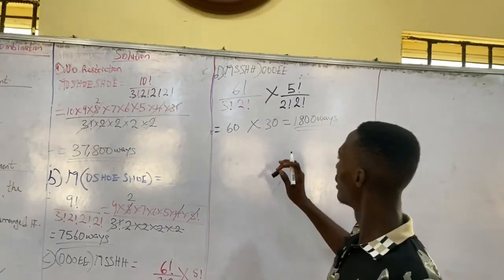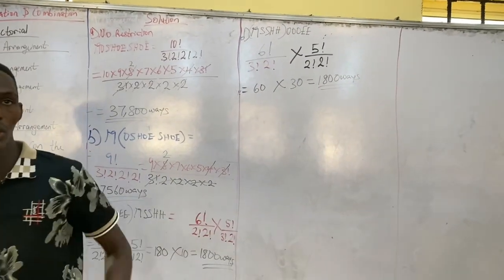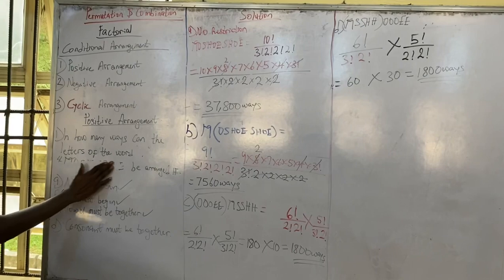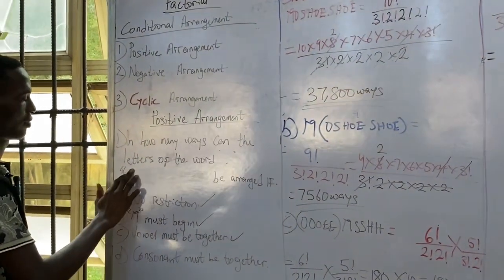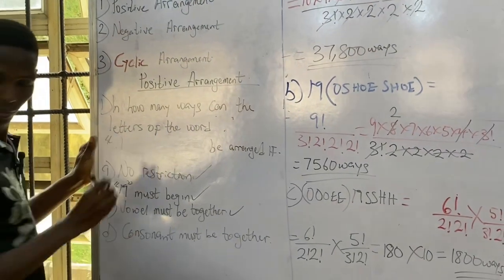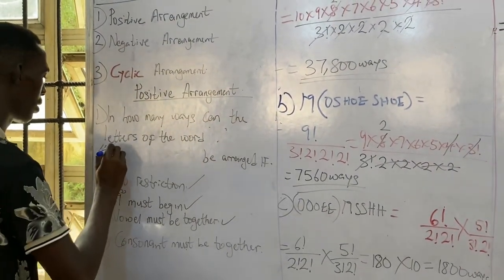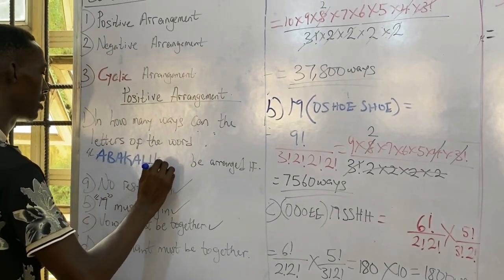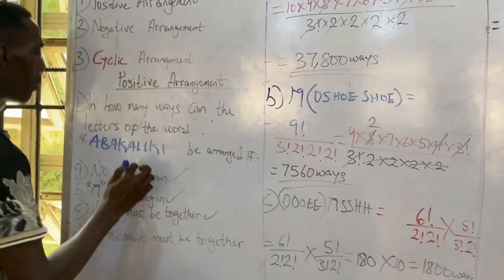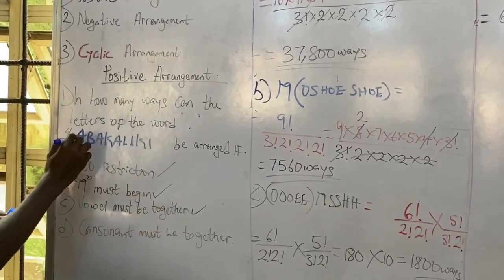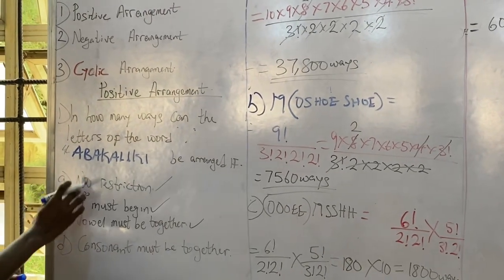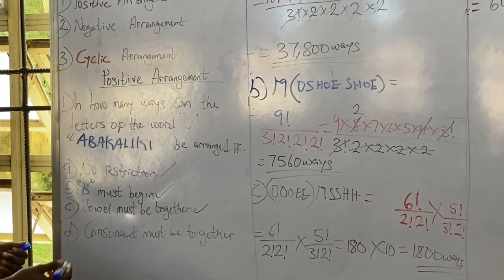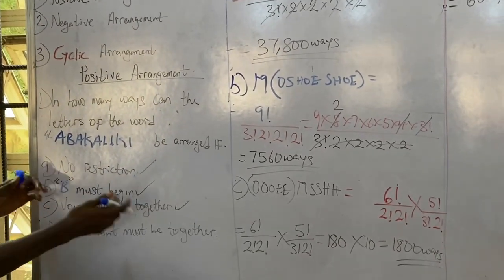Now this is where I'll be ending this video for the sake of the length of this video. Now my assignment for you guys is you should solve this: Abakaliki. In how many ways can the letters of the word Abakaliki be arranged? If there is no restriction, then this time around it has to be B. If B must begin, then if vowels must be together, and if consonants must be together.